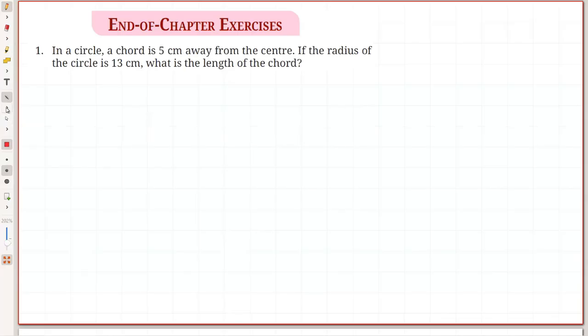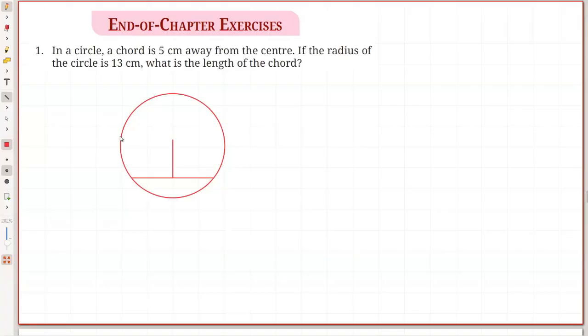So for this, you have to draw the diagram first. Let me draw the circle first. In a circle, a chord is 5 centimeter away from the center. I'm just taking a chord which is 5 centimeter away from the center. This is the chord. This is the center.